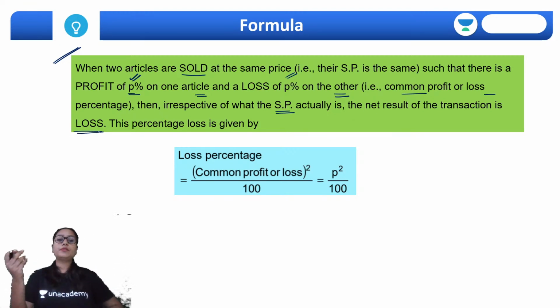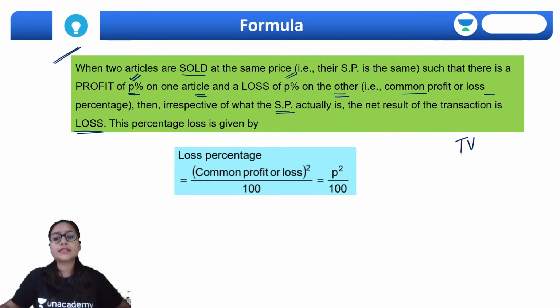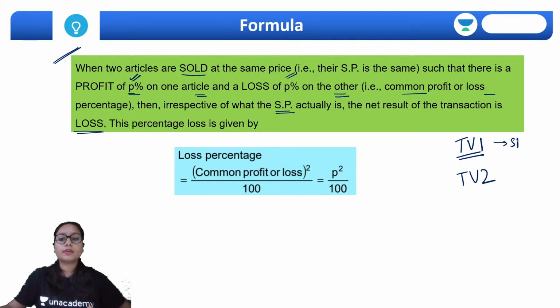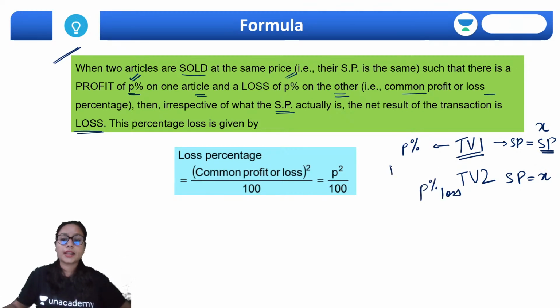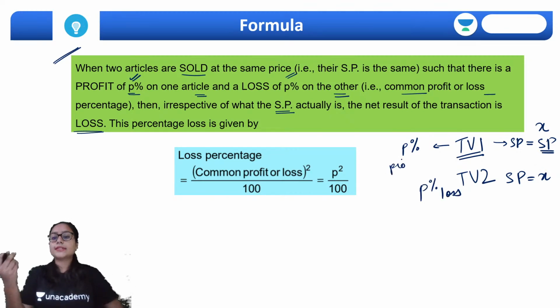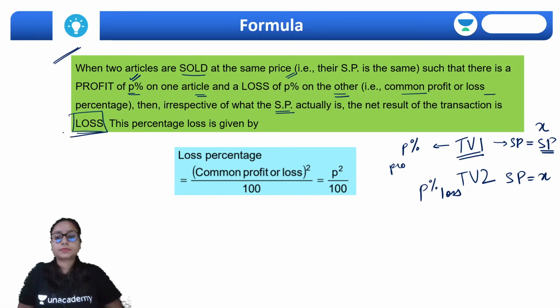So if you have to sell, suppose, two TV sets, TV1 and TV2, the selling price of TV1 is, let us take it as SP. This is also the same. Let us take both of them as X. But one is sold at P% profit, another one is sold at P% loss. So the net result of the overall transaction is always a loss.